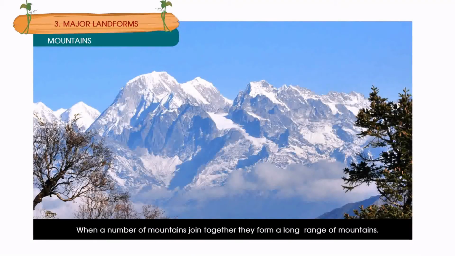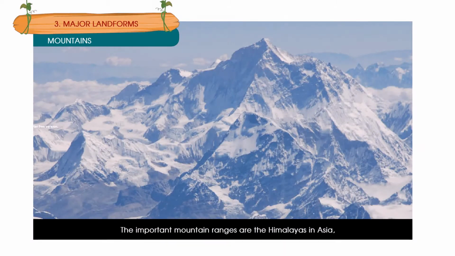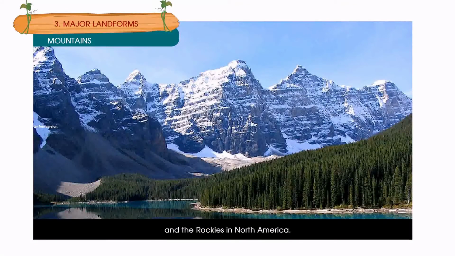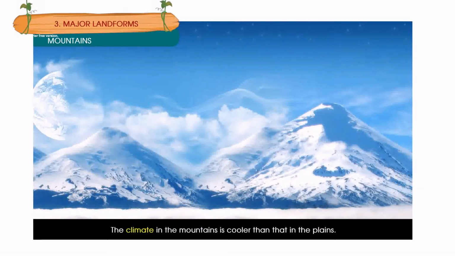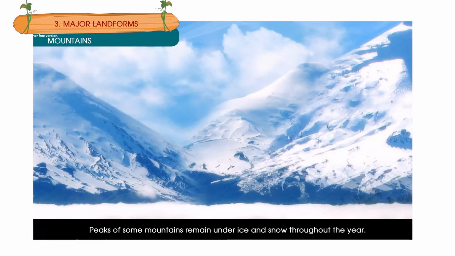When a number of mountains join together, they form a long range of mountains. The important mountain ranges are the Himalayas in Asia, the Andes in South America, and the Rockies in North America. Mountains often have a series of parallel ranges, which may extend for hundreds of kilometers. The climate in the mountains is cooler than that in the plains. Peaks of some mountains remain under ice and snow throughout the year.